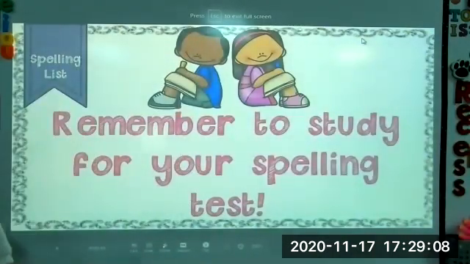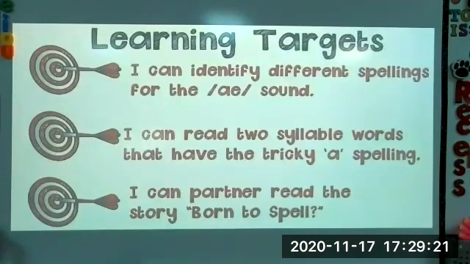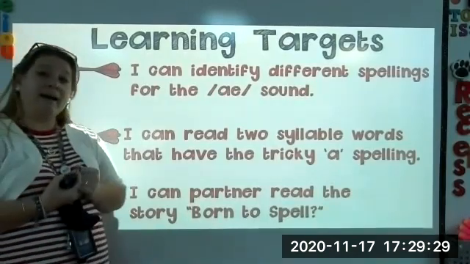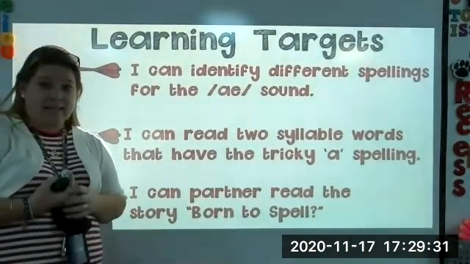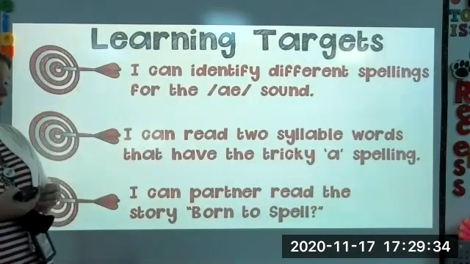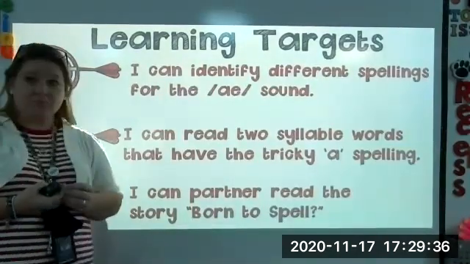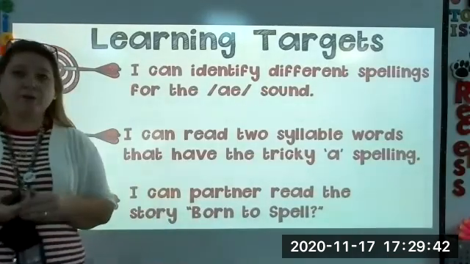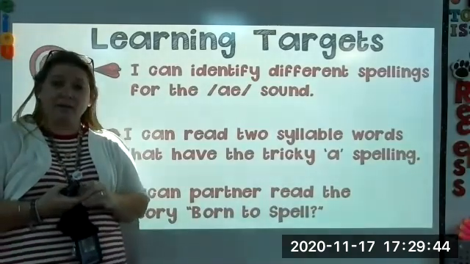I'm supposed to remind you to study for your spelling test tomorrow. Okay, so remember to study your spelling words tonight. And then our learning targets for today were identify different spellings for the A sound. We did that. We talked about AI, AY, A, and AE. I can read 2-syllable words that have tricky A spellings. We did several of those. And we read the story Born to Spell. And you're going to partner read it tonight with a buddy, either a parent or a sibling.